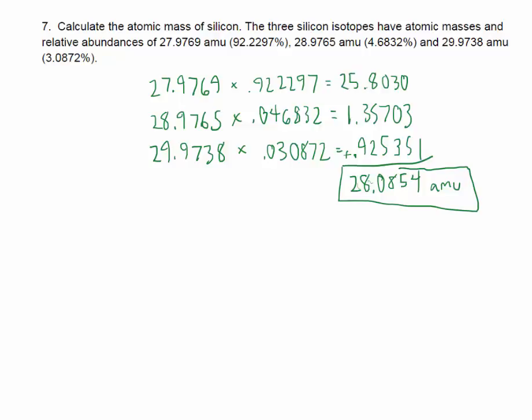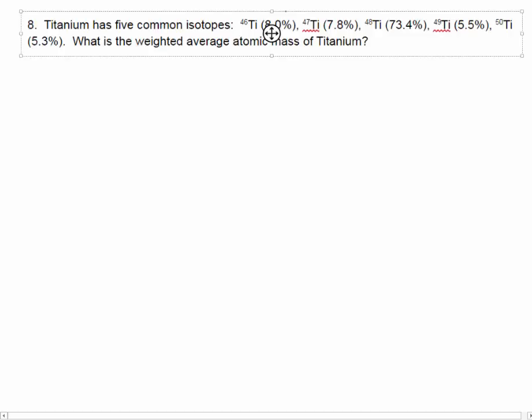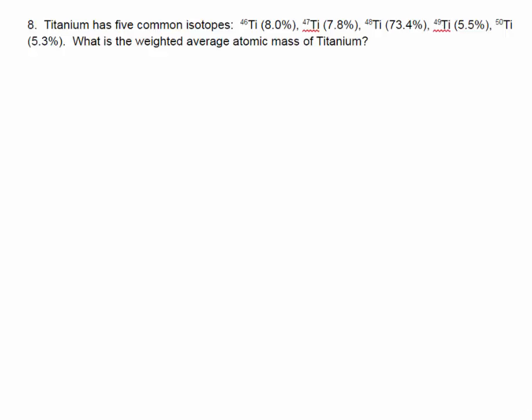So one more, let's go on to 8. So this is titanium. We've seen all this before, so the only thing I would point out here is that titanium has 5 different isotopes, and that doesn't make any difference. If you have more, you just keep multiplying them, mass of the isotope times the percent, and add them all together. So here we go with this last one. Don't forget about isotope notation here. So this top number is the mass number.